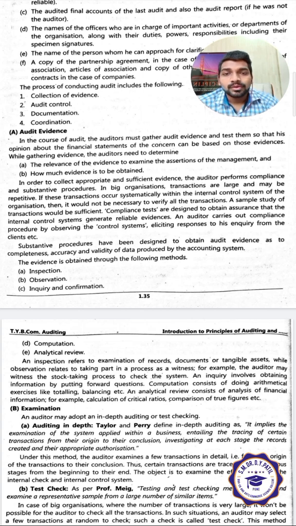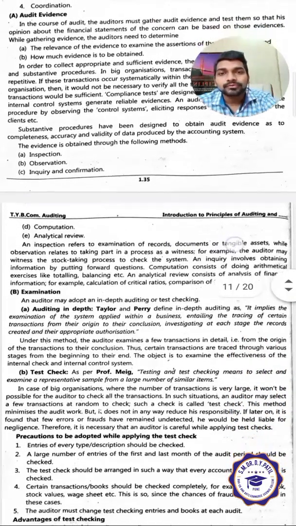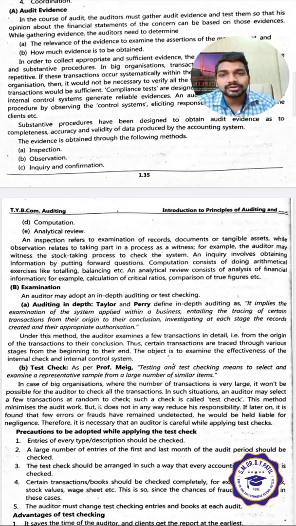Substantive procedures have been designed to obtain audit evidence as to completeness, accuracy, and validity of data produced by the accounting system. The evidence is obtained through the following methods: inspection, observation, inquiry and confirmation, computation and analytical review. Inspection refers to an examination of records, documents or tangible assets, while observation relates to taking part in the process as a witness. For example, the auditor may witness the stock taking process to check the system.